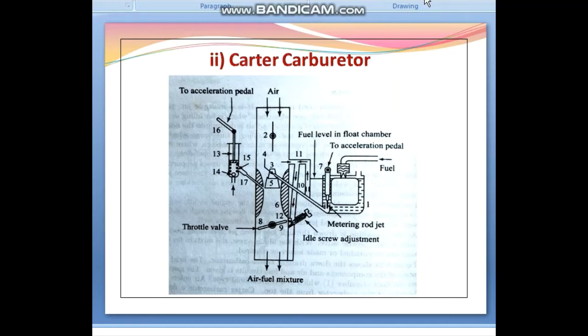So the second one is the Carter type carburetor. The Carter type of carburetor is normally used in Jeeps. It is a multiple jet plain tube type carburetor with only one adjustment, which is for idling or low speed operation.